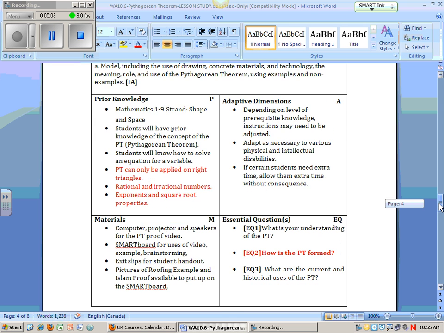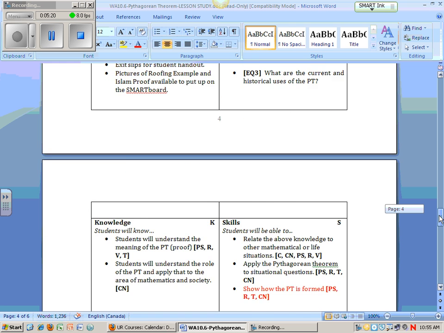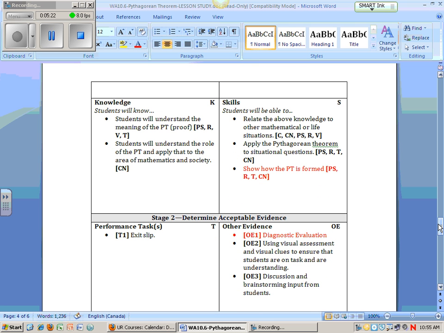Our essential questions, we also asked how is the Pythagoras theorem formed? Because at the beginning we showed that video of the Pythagoras theorem and how it is created through the squares that are built off each side. So we thought, not just understanding, but actually how it's formed. For skills, again, students will be able to show how it's formed. Not just understand it, but be able to do it themselves, see it, and explain how it's a squared because it's a square, right? So you'd find the area of the square that's on the side.